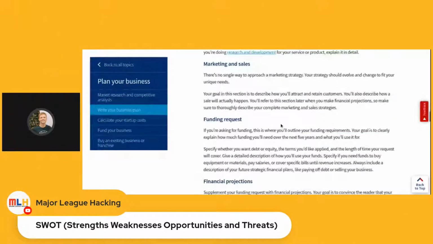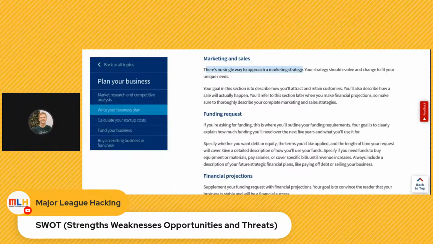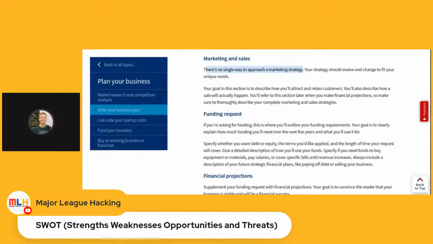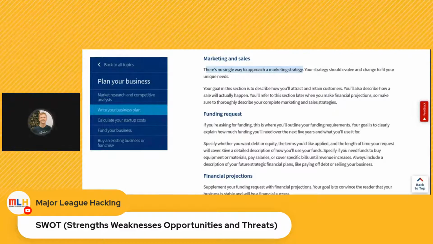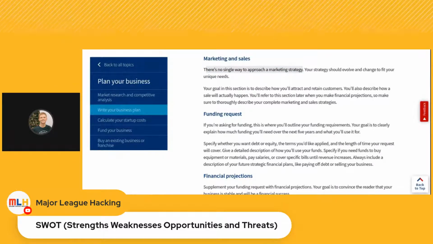And the next section here is marketing and sales. So as the Small Business Administration says, it's definitely true that there's no single way to approach a marketing strategy. And in the case of an online business or some kind of tech business, you want to leverage the resources online to do marketing. So there are many different almost mini industries, like, for example, Facebook marketing, Google AdSense, and a lot of people much more qualified would be able to tell you more about these things because it's a very complicated industry.